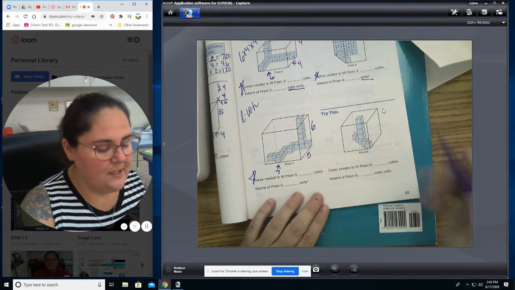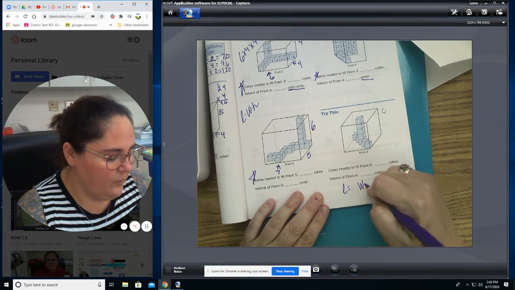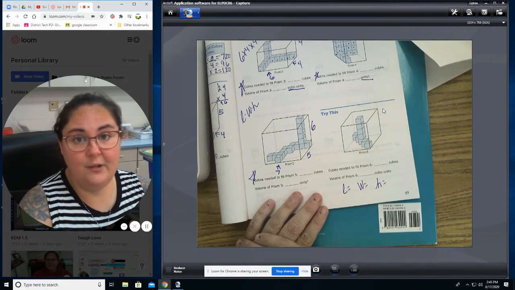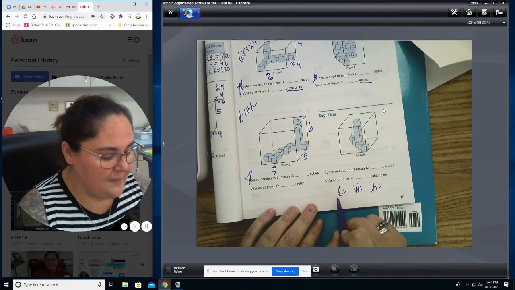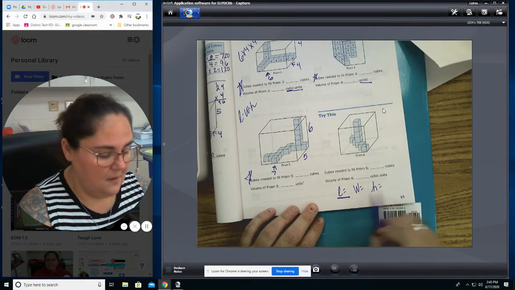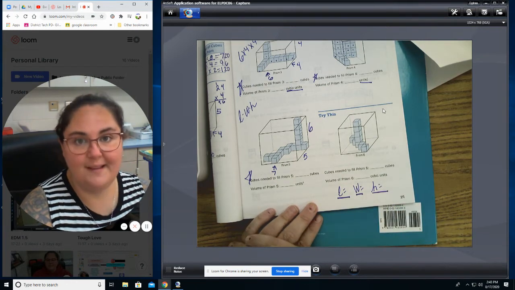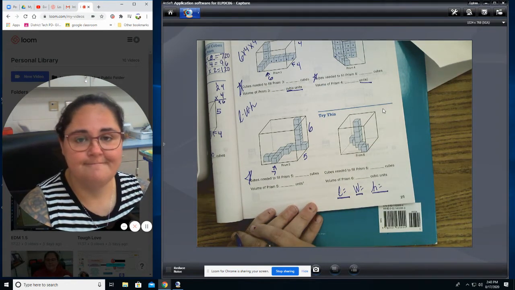And then on this one, you're going to find the length, you're going to find the width, and you're going to find the height. So on your math slides, it will have this page, and you need to tell me, what did you get for your length? What did you get for your width, and what did you get for your height? And then you need to find your answers. It's going to be tricky, and I know.